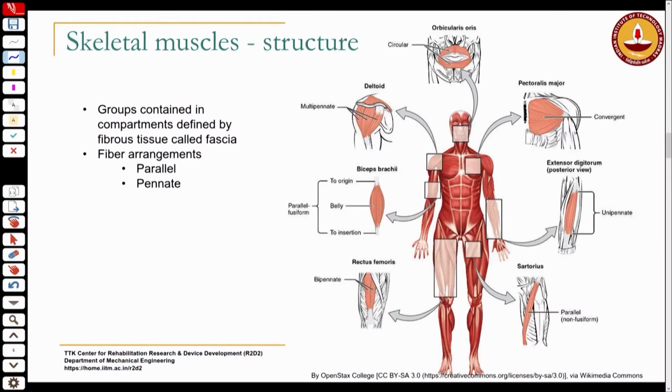So, when you look at muscles, if you look at the physical organization, they are usually contained in groups, in what are known as compartments. They are contained in different compartments. So, if you look at your thigh, you will have an anterior compartment, remember, anterior is the front.